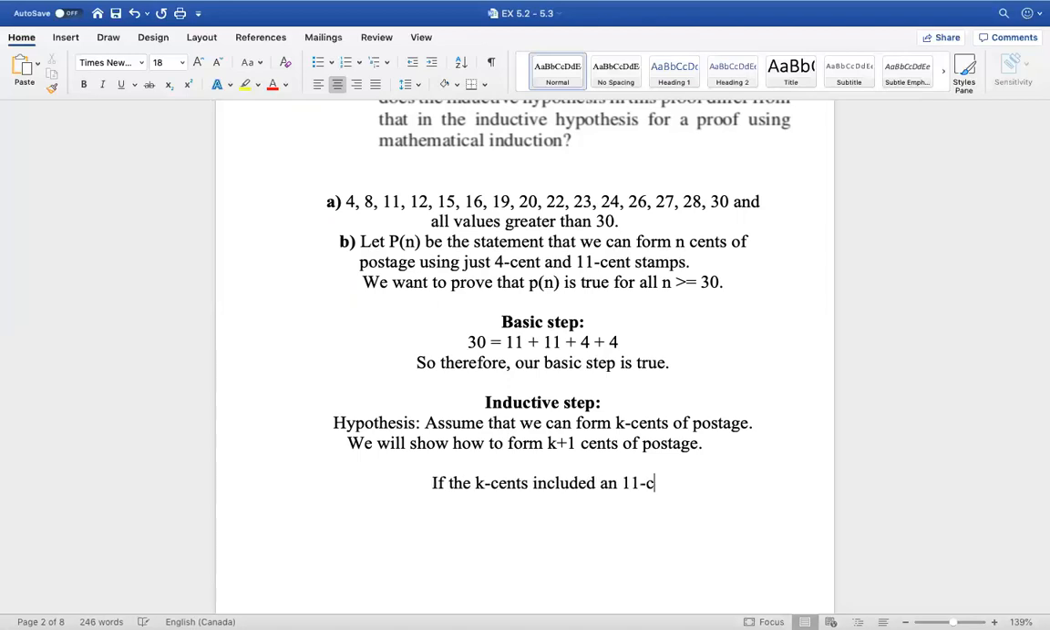an 11-cent stamp, then replace it by three 4-cent stamps. Because if the k cents has an 11-cent stamp and we want to prove it for k plus 1, then three 4-cent stamps will be 12. So 11, and then we have three 4-cent stamps, which equals 12. So here 11 is our k, and this one is our k plus 1. So this one here proves that it's true for k plus 1.